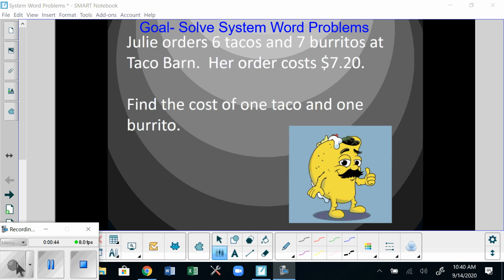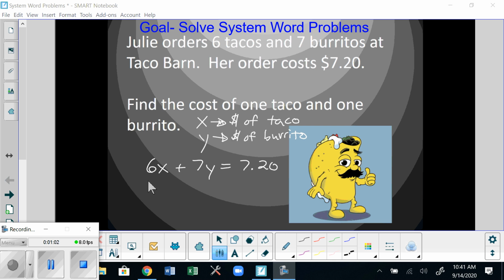Now let's go ahead and set this problem up algebraically. We're going to say that X is going to represent the cost of a single taco and Y is going to represent the cost of a single burrito. We can now take Julie's order and write it like this: 6x plus 7y equals $7.20. Really just 6 tacos plus 7 burritos is $7.20.